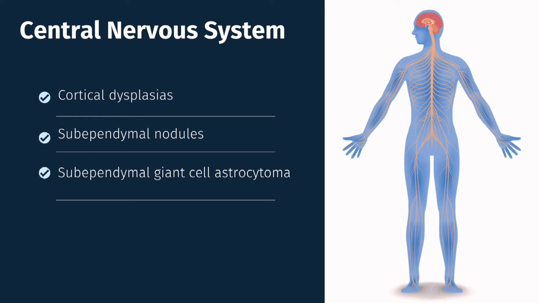Next, I'm going to be talking about the characteristics and symptoms that affect the central nervous system. As seen in the diagram on the right side, you can see that the central nervous system is in red, so that's the brain and the spinal cord. So again, these are the symptoms that affect the brain and the spinal cord. So first, there's cortical dysplasia, which is when the top layer of the brain isn't properly formed. And then there's subependymal nodules, which are brain lesions and typically benign, and they can develop into the third symptom, which is a subependymal giant cell astrocytoma.